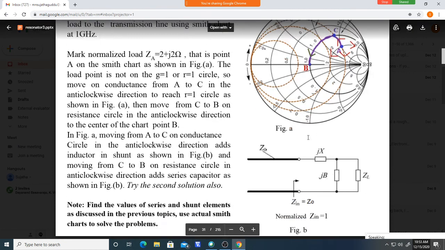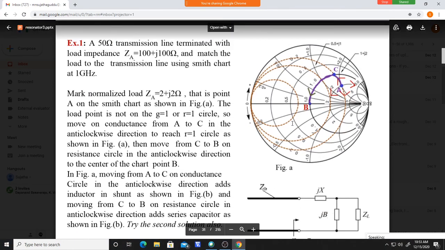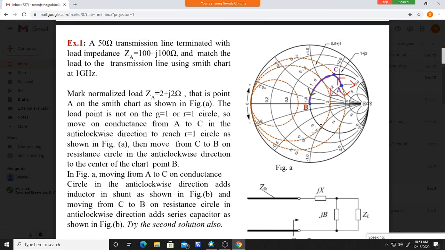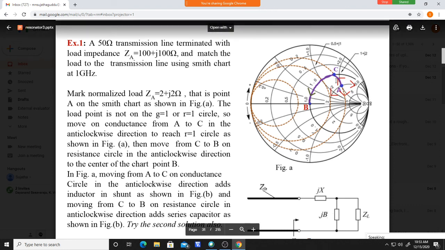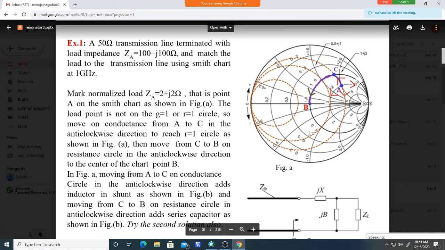So this is how to move over a Smith chart for a given problem, to reach the center of the Smith chart. In the next class we will see how to get the values. This movement will add some element, either a series or a shunt element, and a capacitor or an inductor. So we will see how to find the value of the capacitor or inductor in the next class.